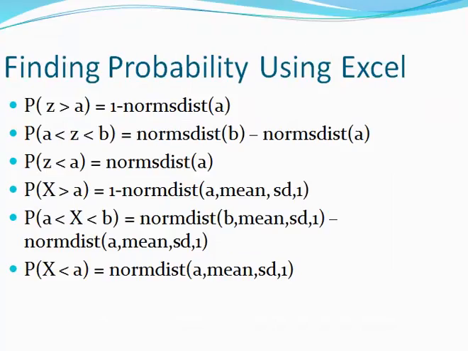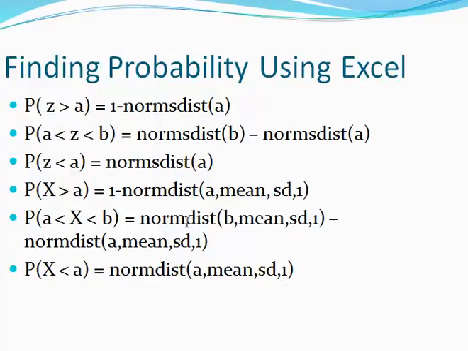Now here are the very popular questions. For example, we want to find the probability when z is greater than a given number. Now in Excel, we use 1 minus NORM.S.DIST and plug in the z value. Now this is a standard normal distribution, so there is an S.